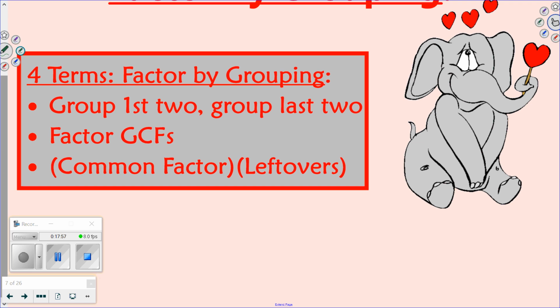You will literally group the first 2 and group the last 2. Okay, just sticking them in parentheses. Factor GCFs out of both. And then the actual factored answer is there should be a common factor left over. That goes in one parenthesis. And then the leftovers, and I'll explain that, goes in the other. So you will still end up parenthesis, parenthesis, just like we always do when we factor.